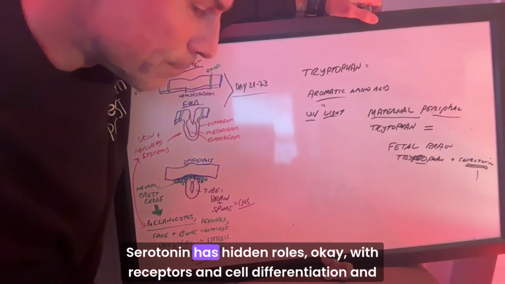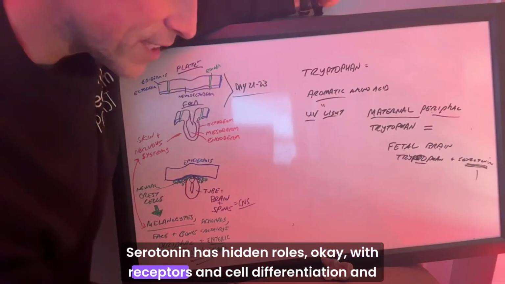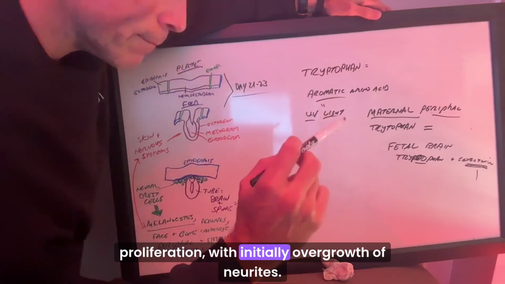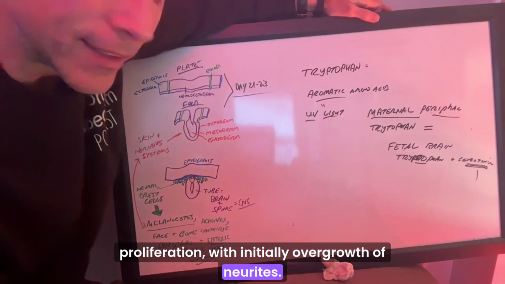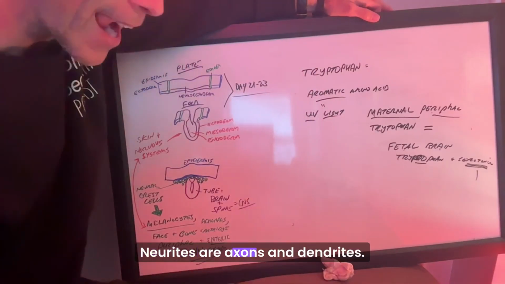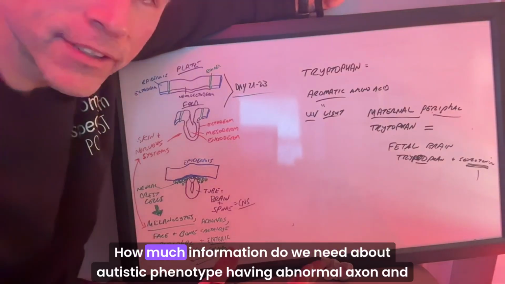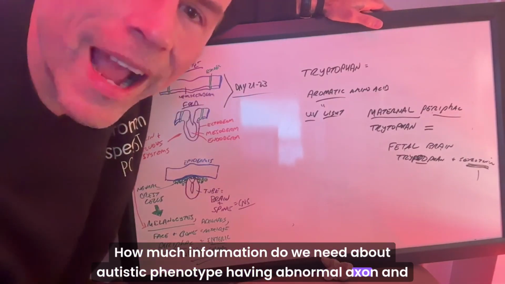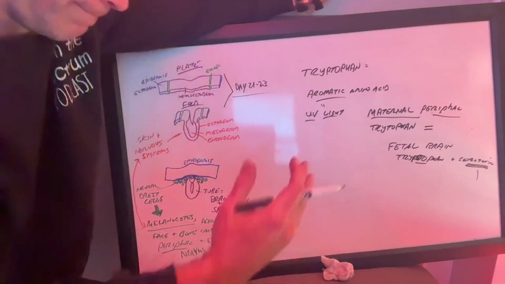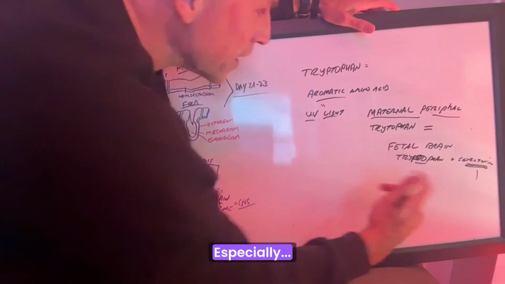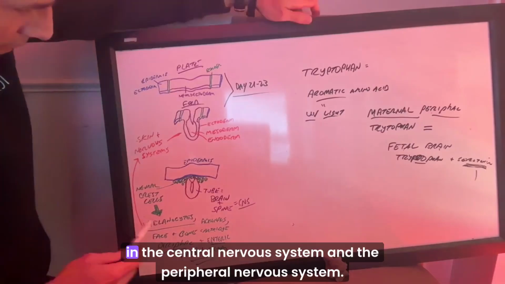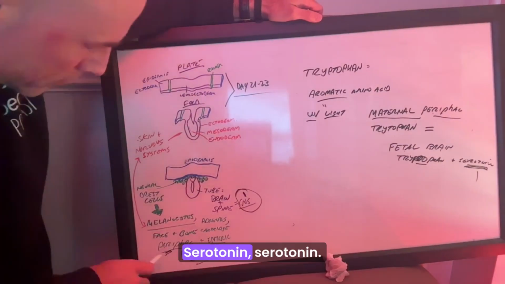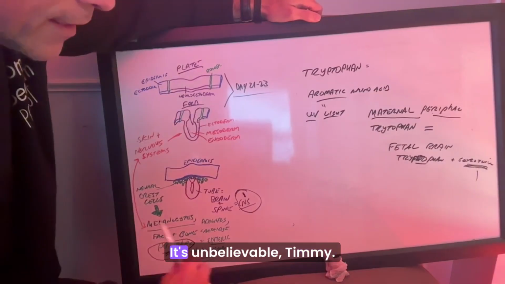Serotonin has hidden roles with receptors and cell differentiation and proliferation, with initially overgrowth of neurites. Neurites are axons and dendrites. How much information do we need about autistic phenotype having abnormal axon and dendrite? I don't know, especially in the central nervous system and the peripheral nervous system. Serotonin, it's unbelievable to me.